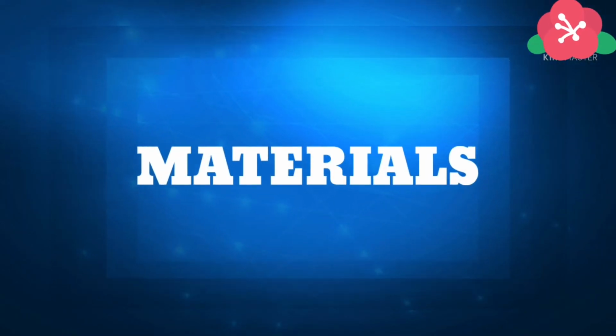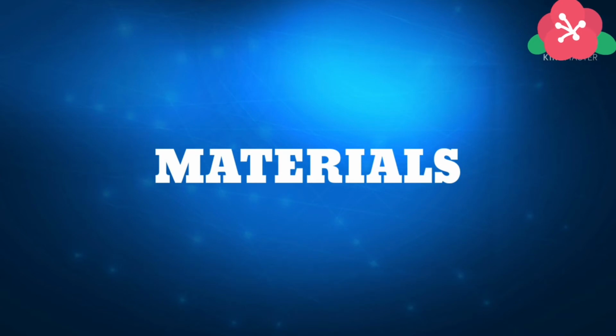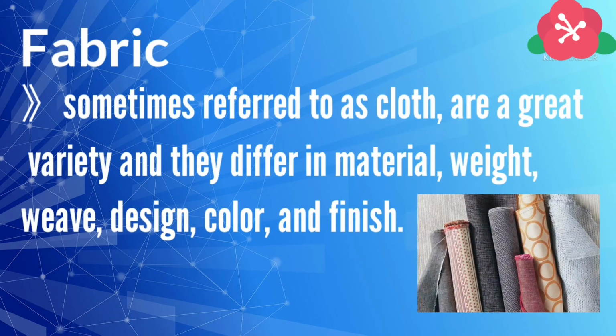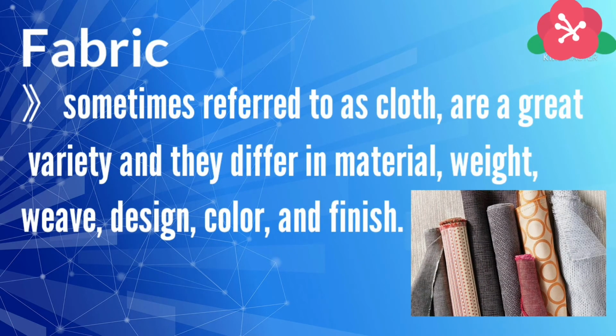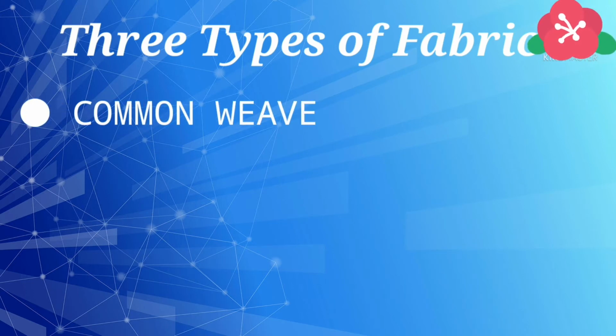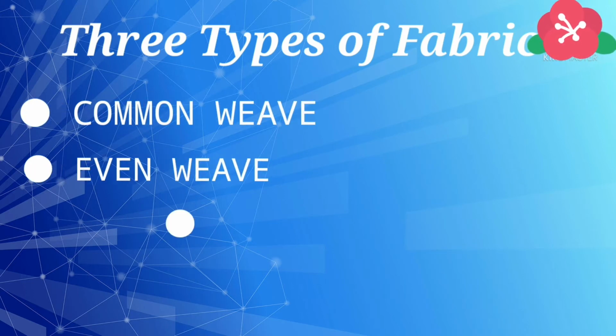Now, let us define what materials are. A material is what an object is made of. The materials in embroidery are the fabric and thread. Fabric is sometimes referred to as cloth. There is a great variety and they differ in material, weight, weave, design, color, and finish. There are 3 types of fabric: the common weave, even weave, and basket weave.